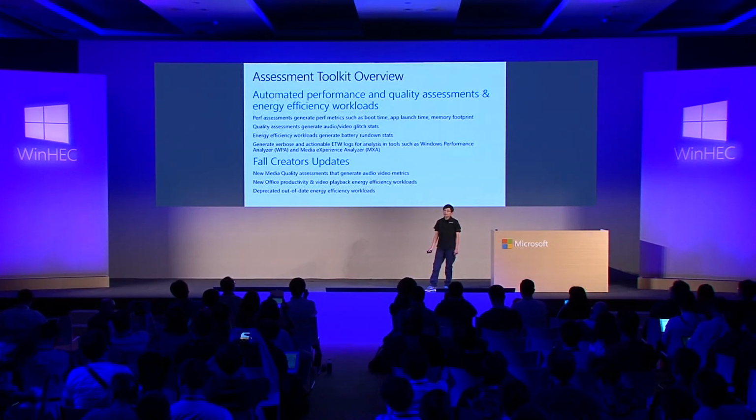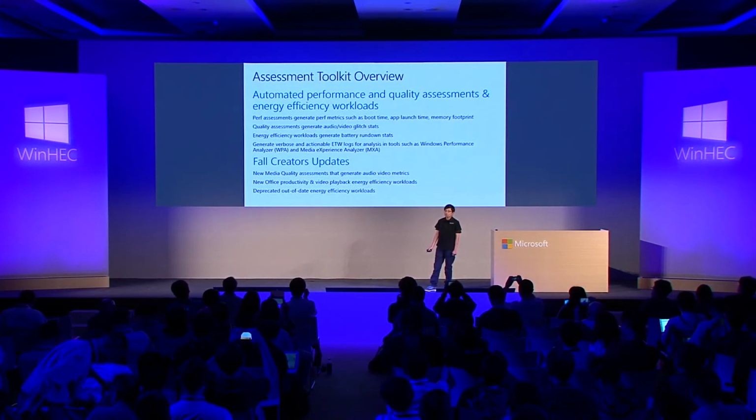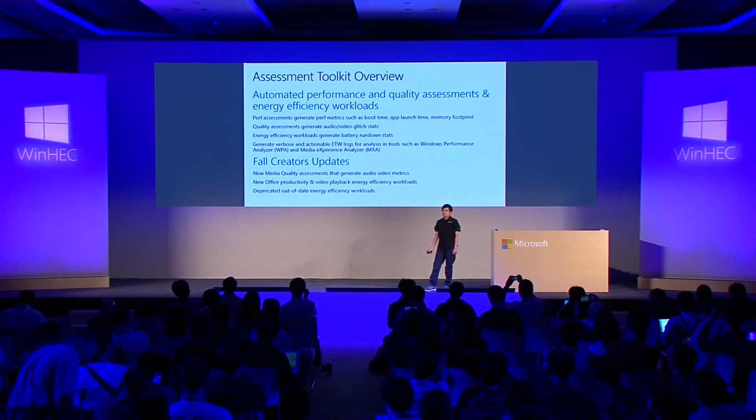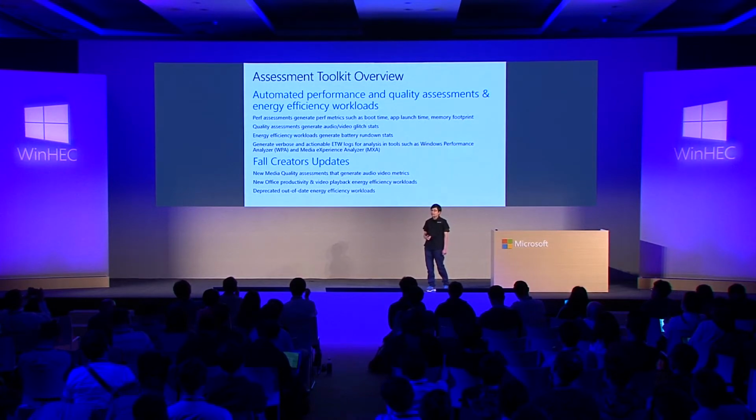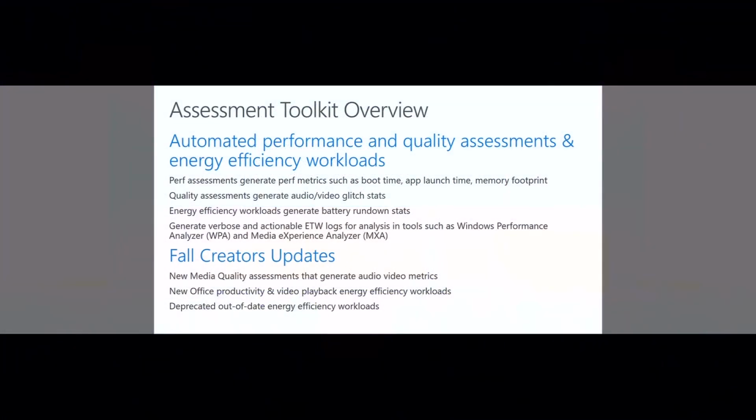So let's have a look at the assessment toolkit overview. The assessment toolkit is a component of the Assessment and Deployment Kit. This toolkit contains automated performance and quality assessments and energy efficiency workloads that enable partners to optimize Windows devices during device bring-up. Performance assessments generate metrics such as boot time, app launch time, and memory footprint. Energy efficiency workloads generate battery rundown states.